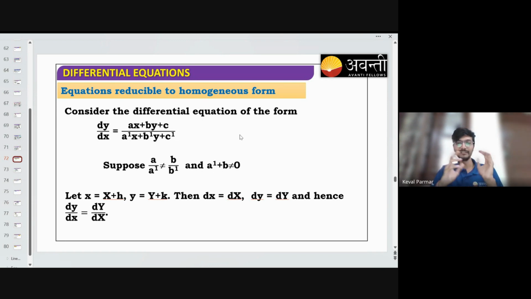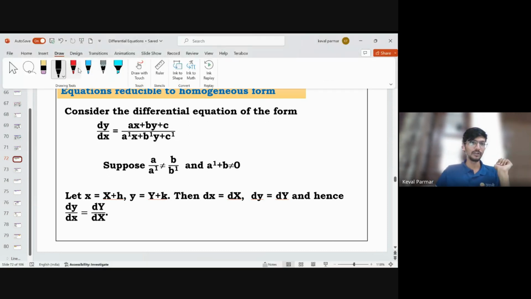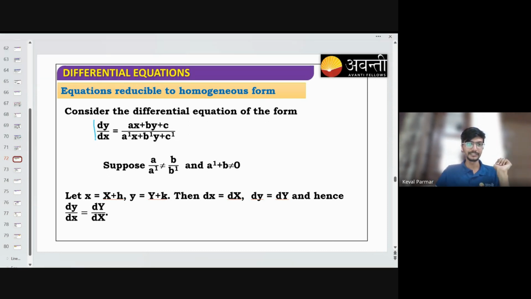What is meant by favorite? These are very lengthy sums. You'll get a hang of what I meant by lengthy sums. But let us first see how we can reduce the differential equation to homogeneous form. As you know, I always write the equation in this form.